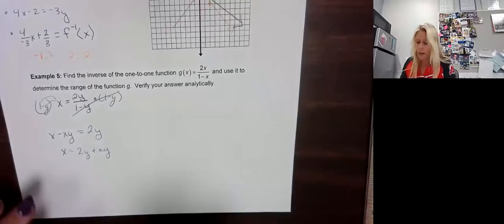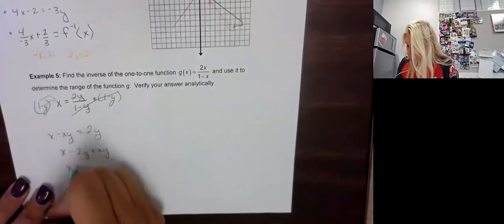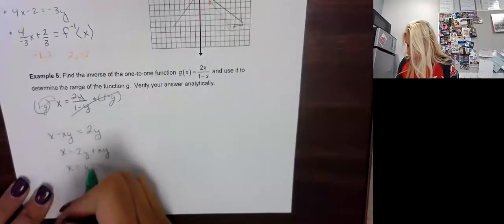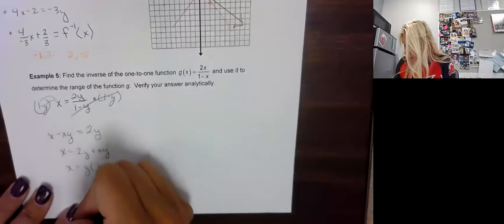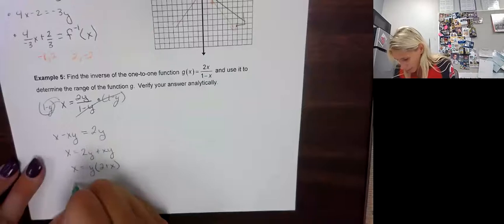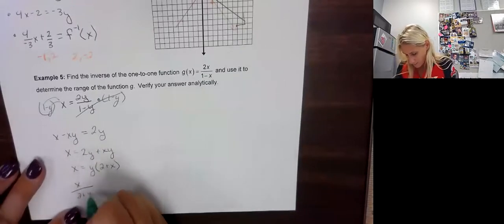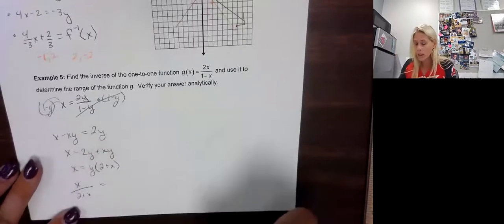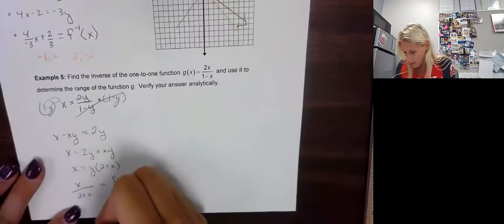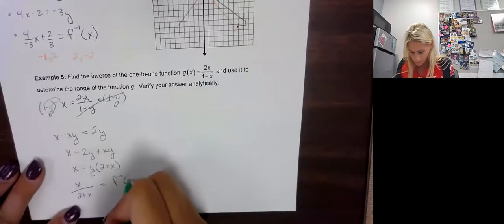Now I can factor out a y, so there's only one of them. So y times 2 plus x. And how do I get y by itself? I divide. So I get x all over 2 plus x. Don't forget, I'm not going to put down y. I'm going to put f to the negative 1 of x.